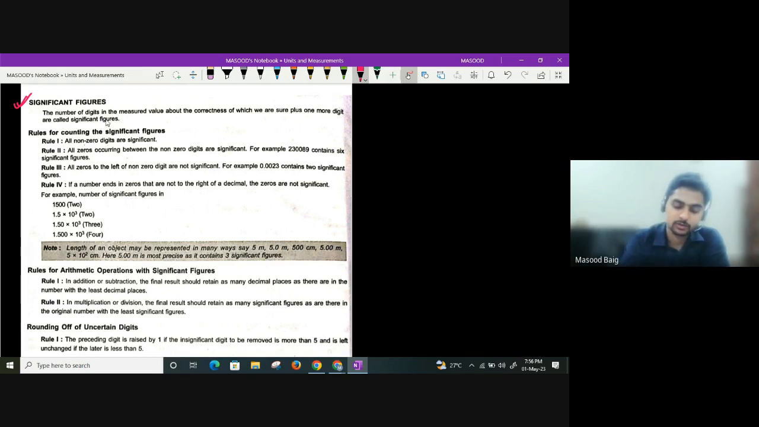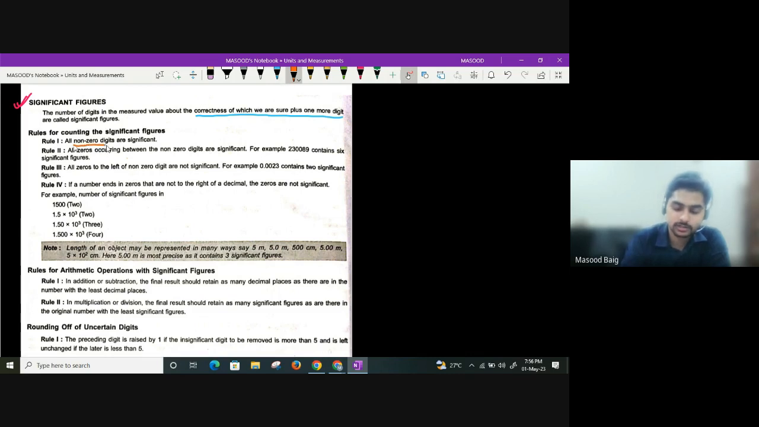The number of digits in the measured value about the correctness of which we are sure, that is, we are certain, plus one more digit. So the certain digits plus one more digit are called significant figures or significant digits. Now when I talk about significant figures, there are certain rules.